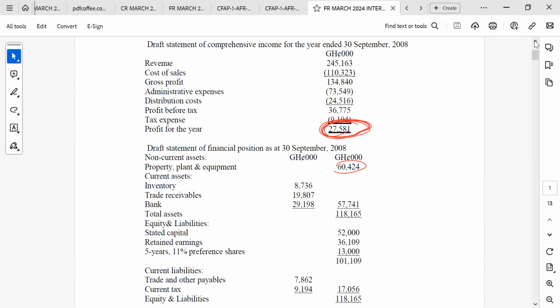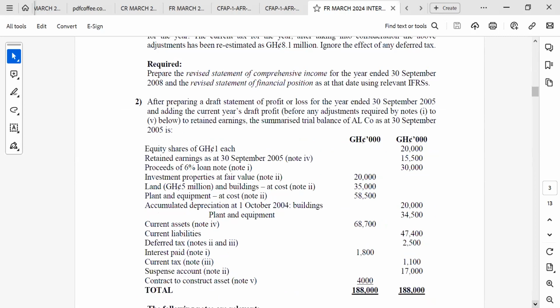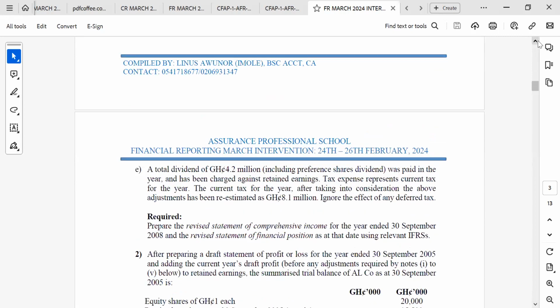Okay, so you have to be very careful with the redraft. Sometimes they can ask you to do it yourself. You prepare the statement again, but they will do the statement and give you only profit, and you adjust only the profit. Okay.